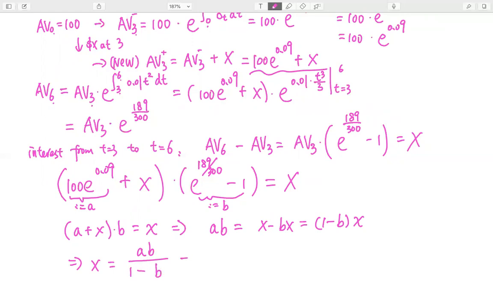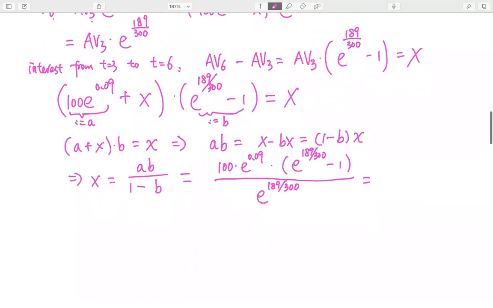Okay, now let's put back what A is and what B is. A is 100 times e to the 0.09 times e to the 108 over 300 minus 1, divided by... so it will actually help a little with the computation. Okay, now it's time for you to hit the numbers to calculate. Okay, try.